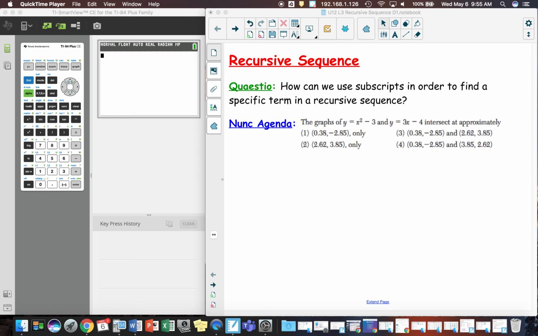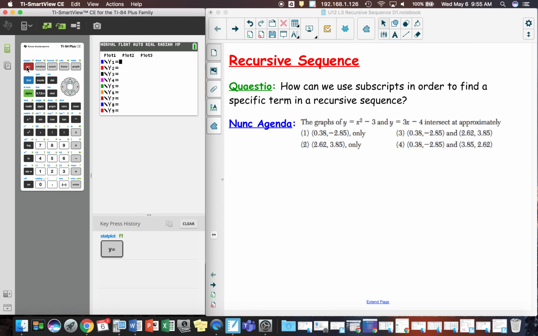For the do now, it says the graphs of y equals x squared minus 3 and y equals 3x minus 4 intersect at approximately. There are two ways we can solve this. We can solve this algebraically, but with all of these numbers we're not going to get nice numbers. It's approximate, which means it's going to be irrational. We have a calculator, so we're going to use the calculator.